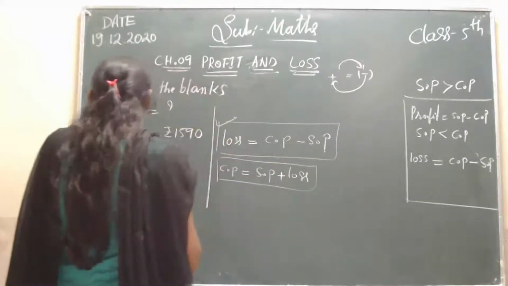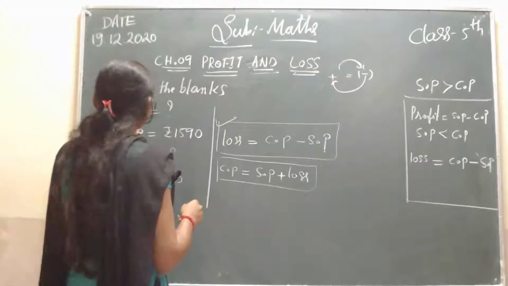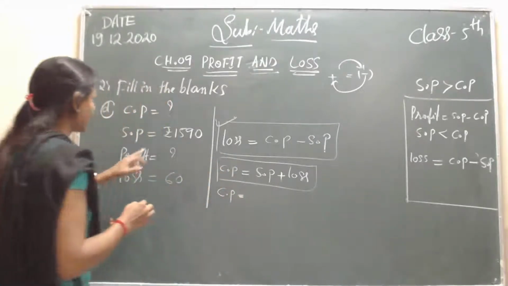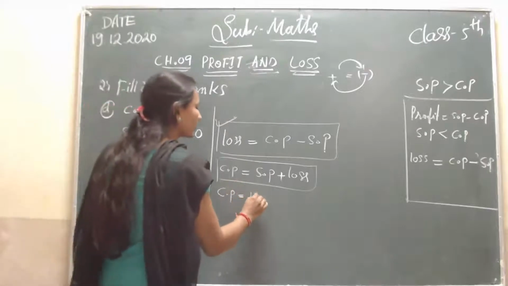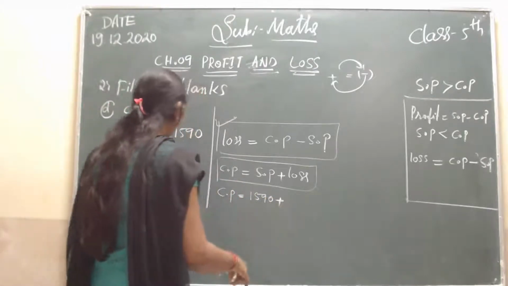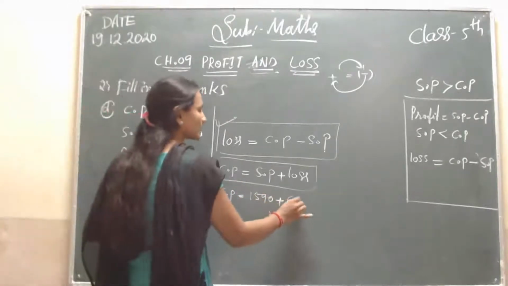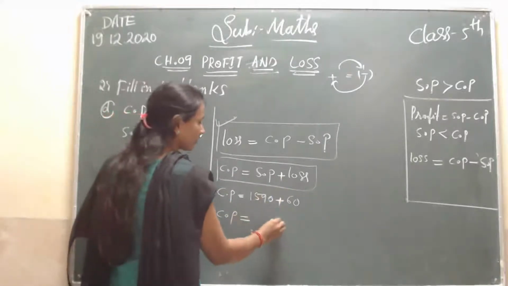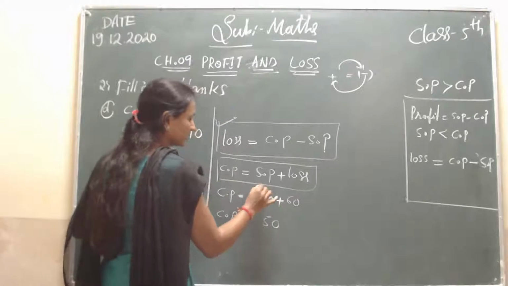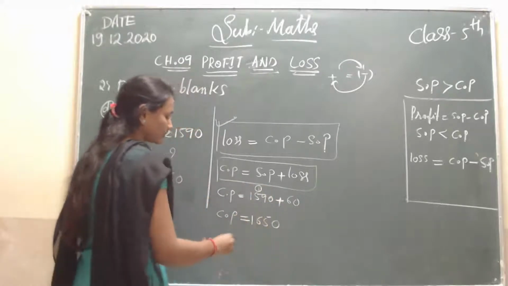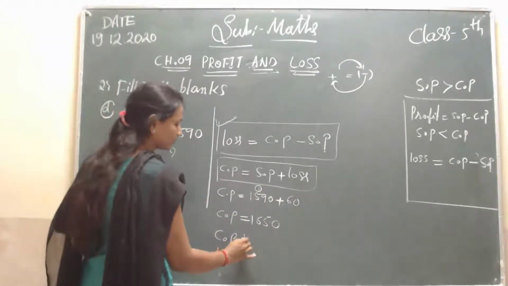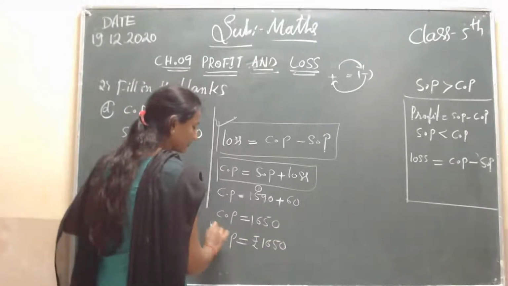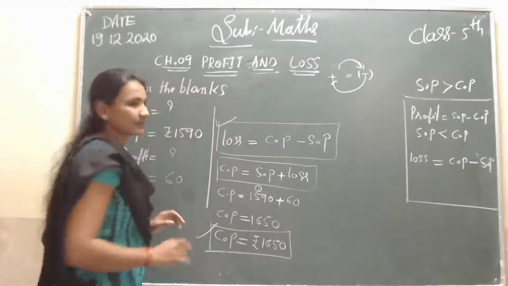Next question. What is the CP? CP is not given. SP is 1590. Loss is 60. So CP is equal to 1590 plus 60. Students, can you see? CP is equal to 1650 rupees. Students, CP is equal to what?